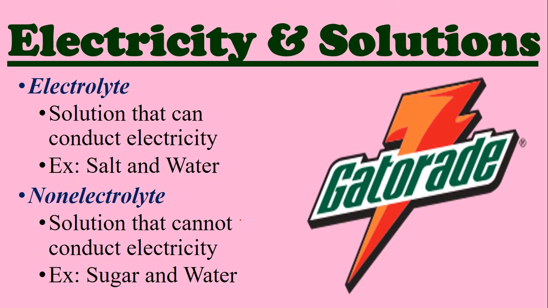All right. Now, electricity and solutions. Some solutions are classified as being electrolytes and some are classified as being non-electrolytes. An electrolyte is a solution that can conduct electricity. So like salt and water. If you haven't ever looked, Gatorade has a lot of salt in it. The reason why is because Gatorade is supposed to replenish the salt in the water that's coming out of your body when you're sweating. Non-electrolytes are solutions that cannot conduct electricity, so like sugar and water will not conduct electricity.